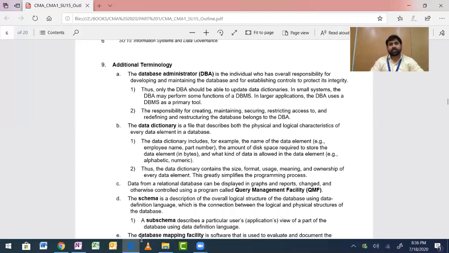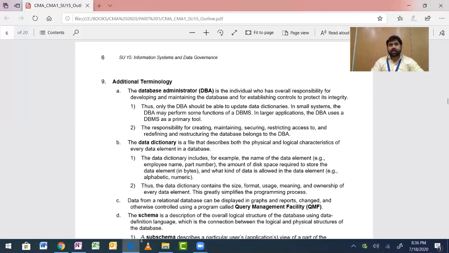Additional terminology, the database administrator, DBA, is the individual who has overall responsibility for developing and maintaining the database and for establishing controls to protect its integrity. So the administrator is the person who is in charge of the database. Overall responsibility for developing, maintaining, and establishing controls.